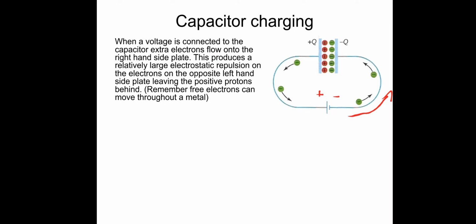This produces a relatively large electrostatic repulsion on the electrons on this side, and it leaves the positive protons behind. So essentially the electrons come around here, deposit themselves on this right hand side plate, force the electrons from the left hand side plate via electrostatic repulsion, and then they flow this way. Then we're left with negatives on the right hand side and positives on the, sorry, the left hand side.